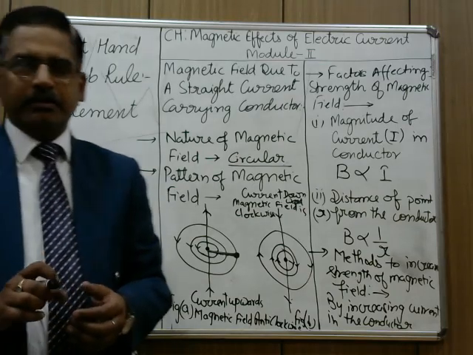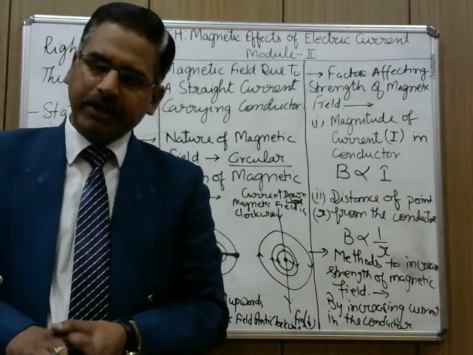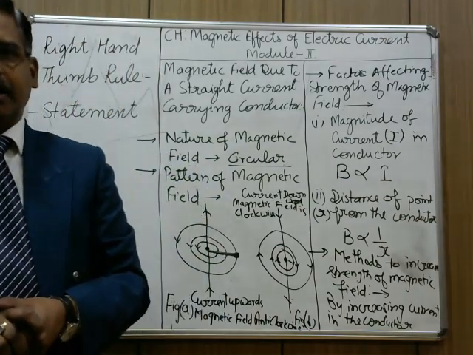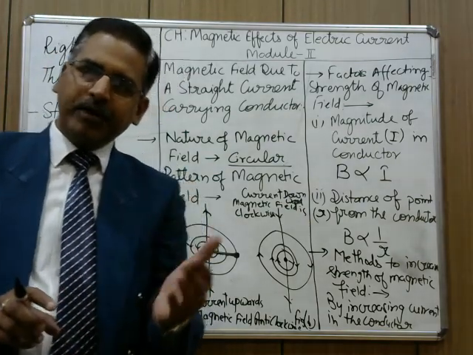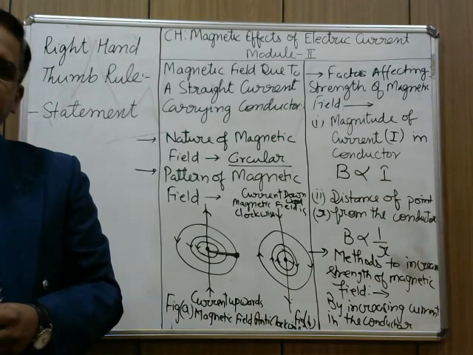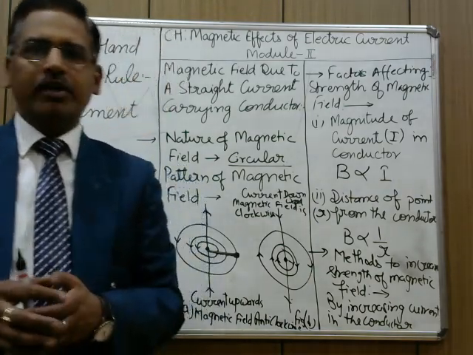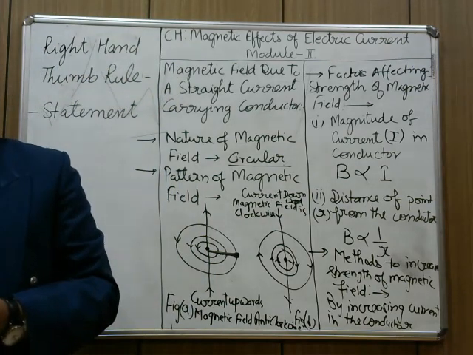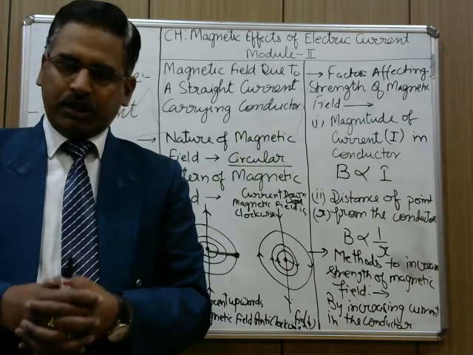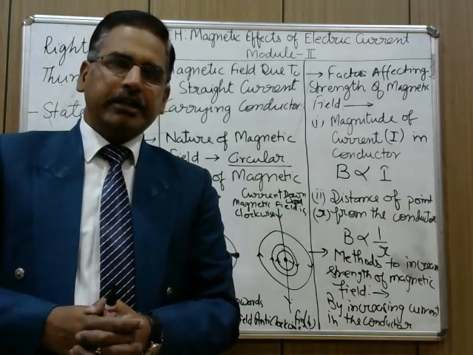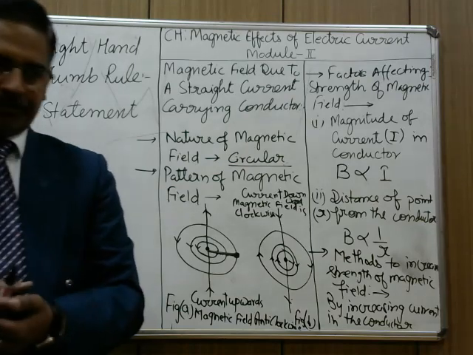So, the right hand thumb rule is used to determine the direction of magnetic field produced by a straight current carrying conductor. If current is flowing in the upward direction, the direction of magnetic field will be anti-clockwise, and if current is flowing in the downward direction, then the magnetic field will be clockwise. So this is all about the magnetic field produced by a straight current carrying conductor.